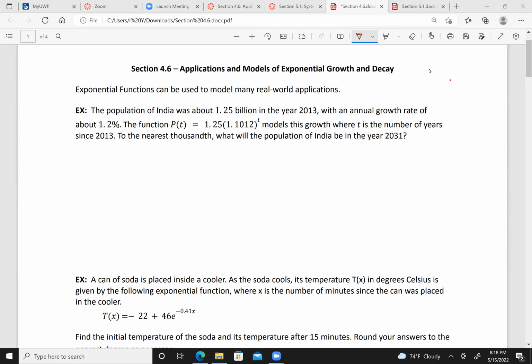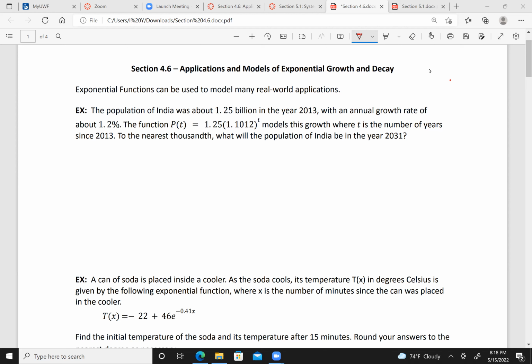Okay, so today we're going to look at section 4.6, applications as models of exponential growth and decay. This is the answer to the age-old question, when will this happen in the real world? When will I use this? So exponential functions can be used to model many real-world applications.